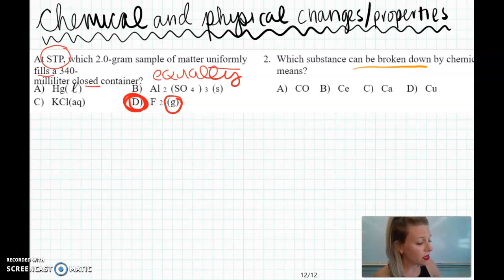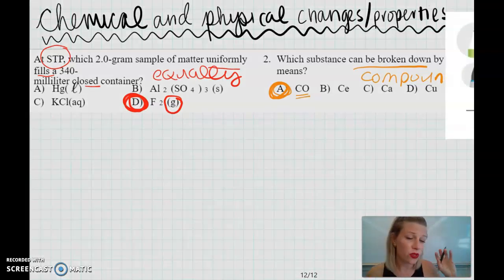Taking a look at this, we have 4 different options that start with the letter C: copper, Cu, calcium, Ca, cesium, Ce, or carbon monoxide. We're looking for the one that can be broken down. That means we're looking for a compound, and so the best option here, the only option, is letter A. What indicates that it's a compound is the fact that it has 2 uppercase letters, while the other ones have 2 letters, but they are uppercase, lowercase.